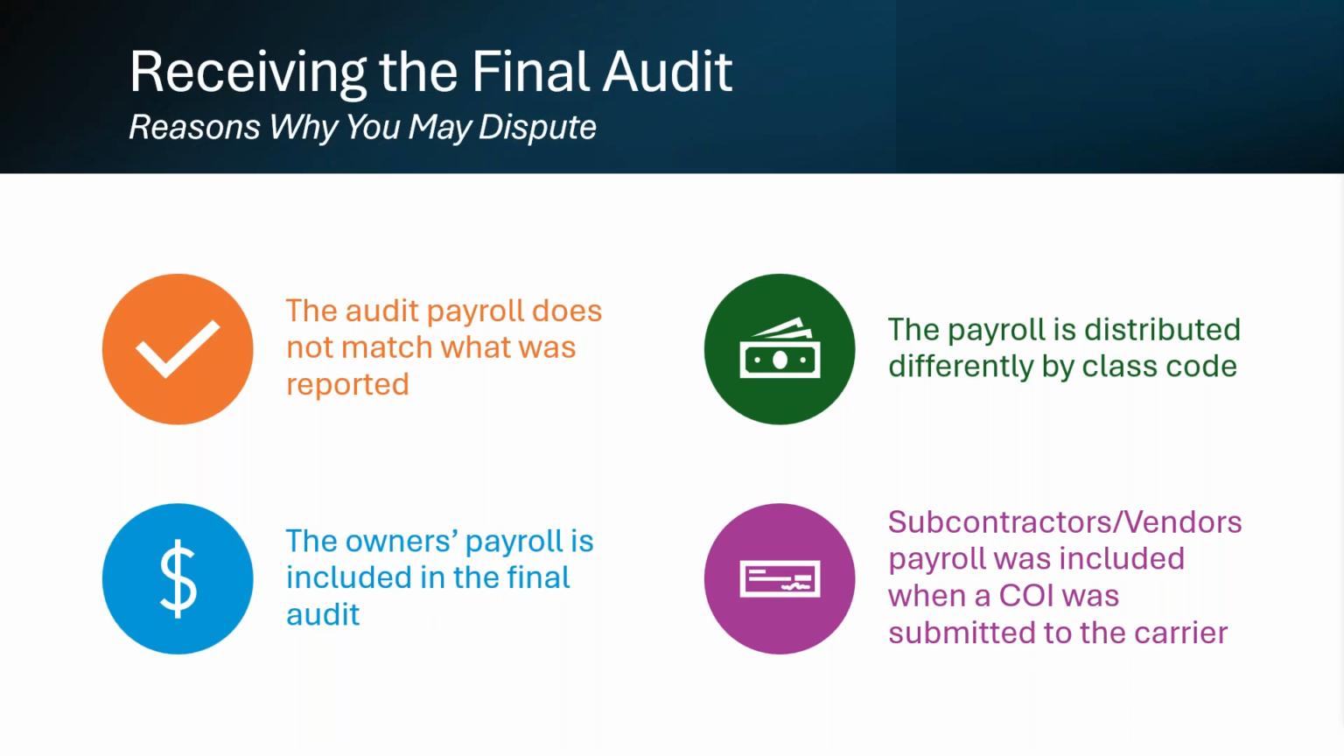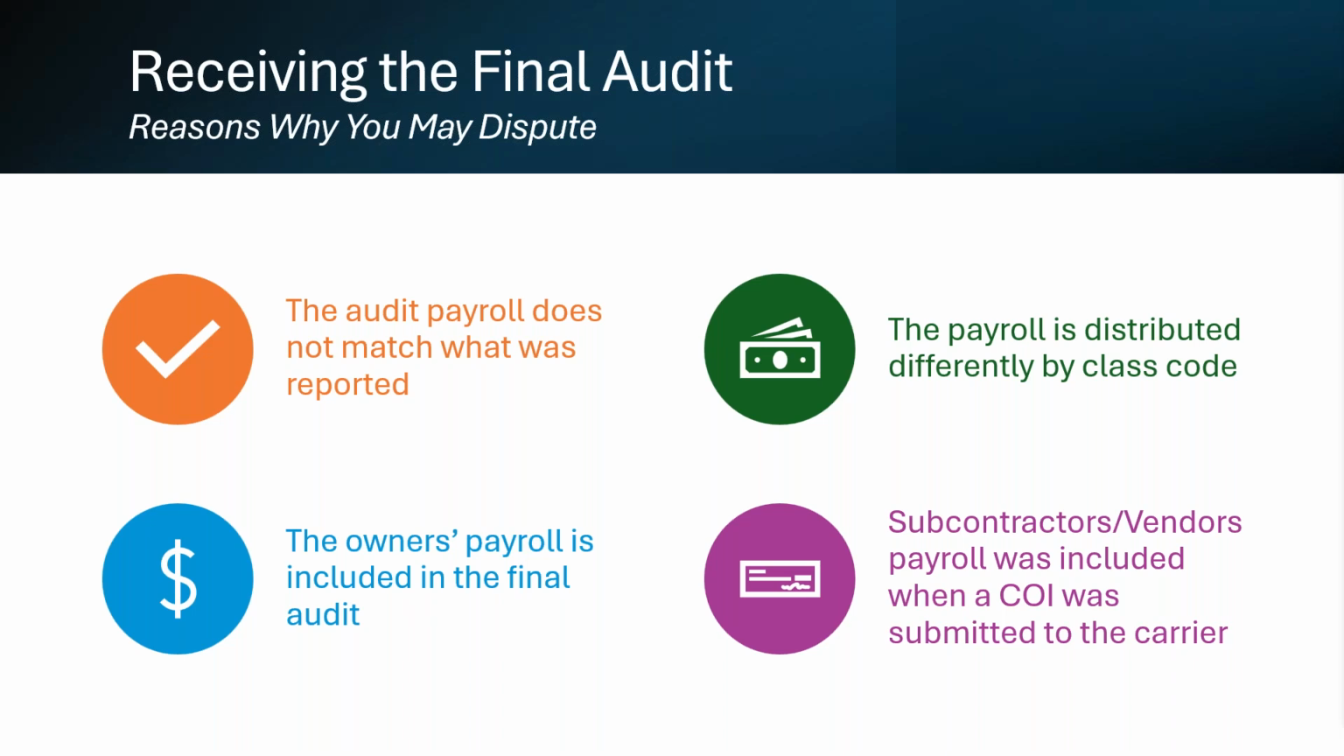The third is the owner's payroll is included in the final audit. The final audit has a higher payroll amount than what was estimated at the beginning of the policy period. So let's say we have a business with 3 owners and the payroll increase on the final audit matches what one of the owners makes annually.